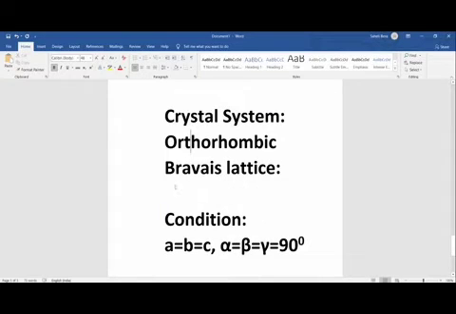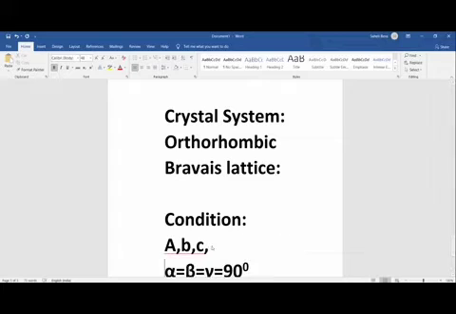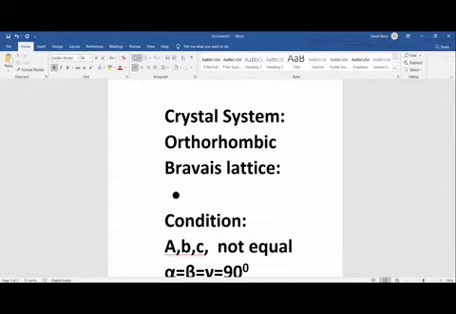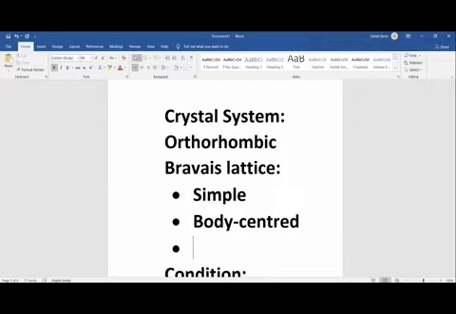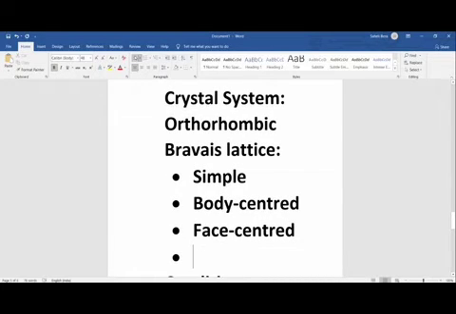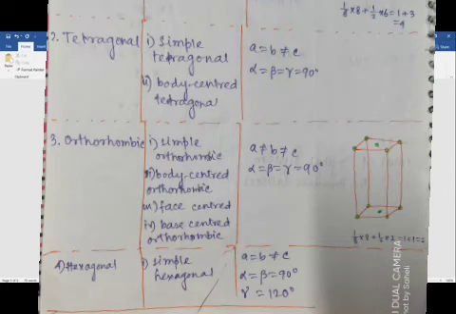The next crystal system is orthorhombic, and for this the condition will be A not equal to B and not equal to C, and obviously alpha is equal to beta is equal to gamma. Write it in your notebook properly. There are four types of Bravais lattice. First is simple orthorhombic, next is body centered, next is face centered, and next is base centered. Base centered means that, as face centered has a lattice point on each face, in base centered the lattice points are just on the lower face and the upper face.